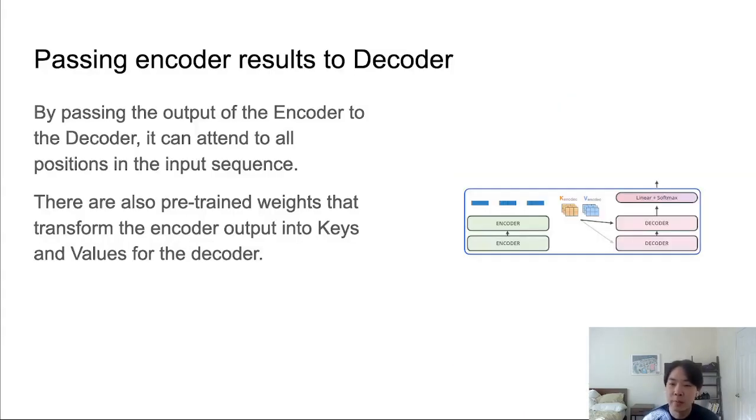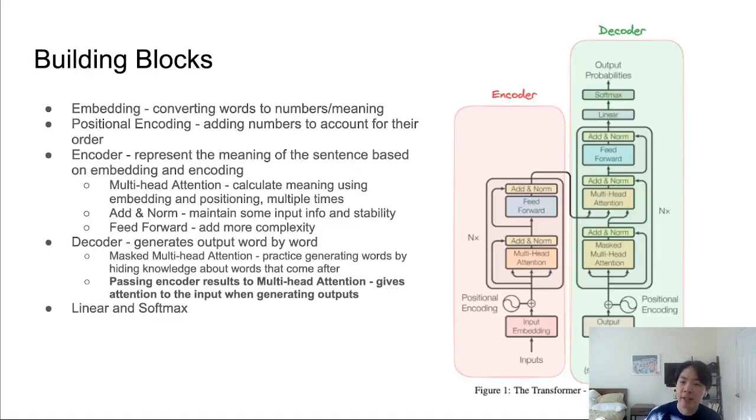One thing that's different between encoders and decoders is that the decoder uses the output from the encoder to attend to all the positions in the input sequence. That means the decoder has knowledge of what was asked when we are decoding. To summarize, passing encoded results to the multi-head attention layer gives attention to the input when generating.